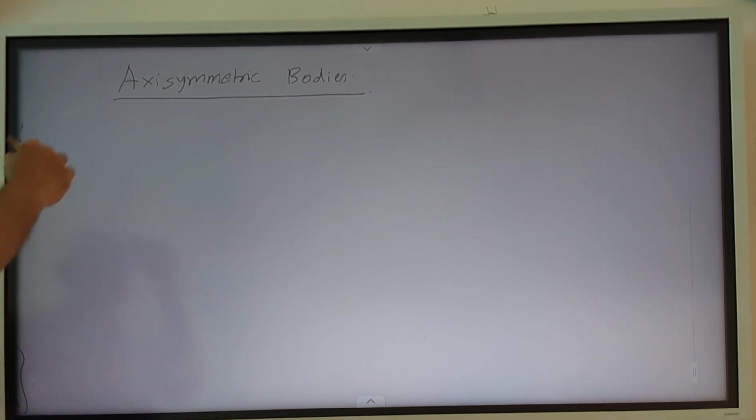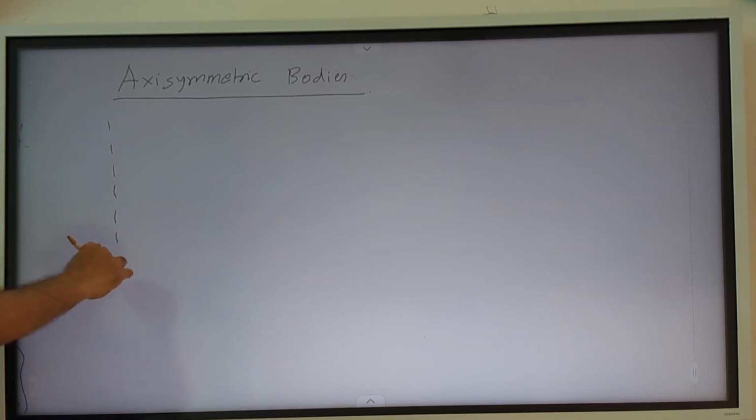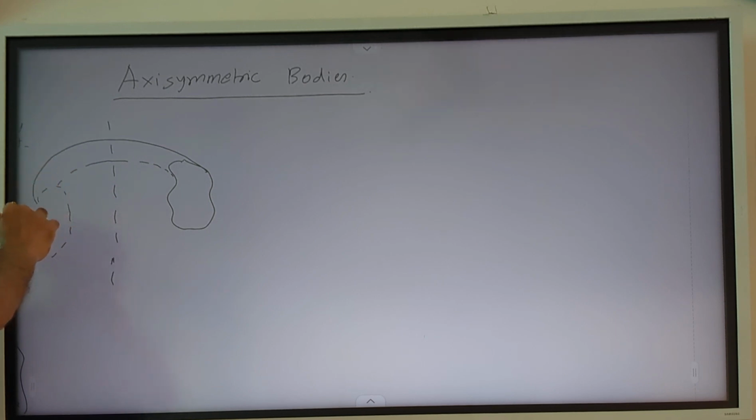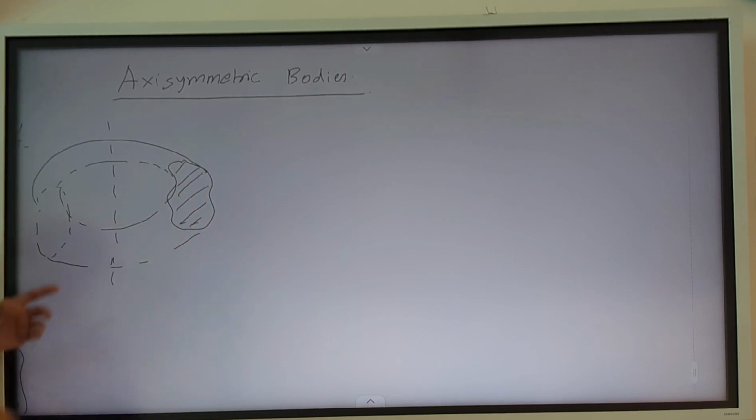So can you give examples of such things? You have some axis and you have some cross section. If you revolve this cross section about this particular axis, you will get an object which is called an axisymmetric body. So can you think of examples of these axisymmetric bodies? What bodies can we obtain by revolving a cross section, which are used in practice?